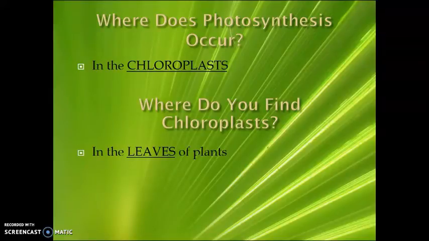So we're going to talk about photosynthesis first. So let's remind ourselves, what organelle is responsible for carrying out photosynthesis? The chloroplast. It's its job. Where do you find chloroplasts? You find them in plants. But where in plants? Only in the green parts. They're in the leaves, in the parts that have access to the sun.